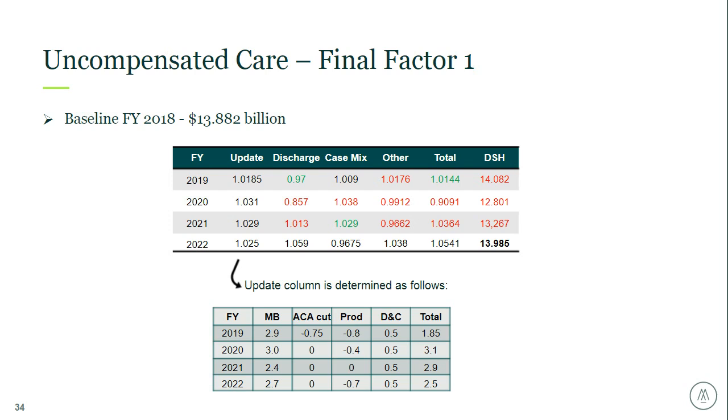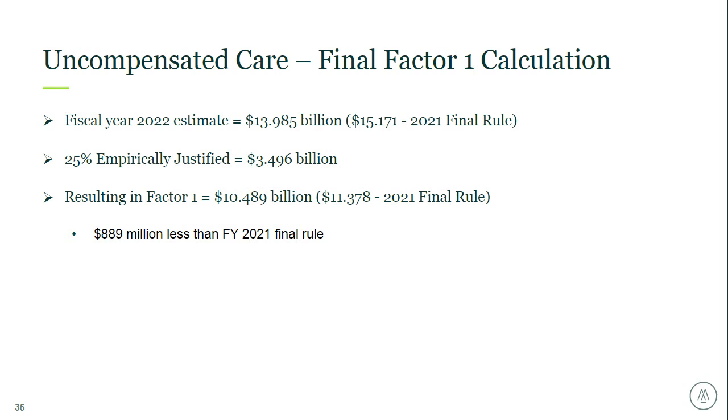So the net result is a 2022 DISH estimate of $13.985 billion. So after removing the 25% empirically justified amount, the final rule factor one is $10.489 billion. Again, significantly less than fiscal year 2021, coming in at $889 million less than last year's total.